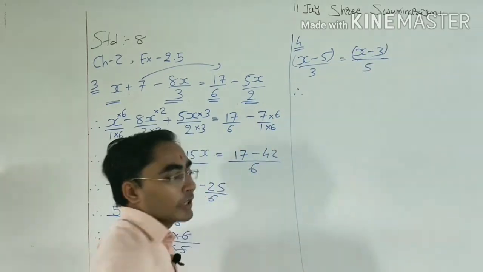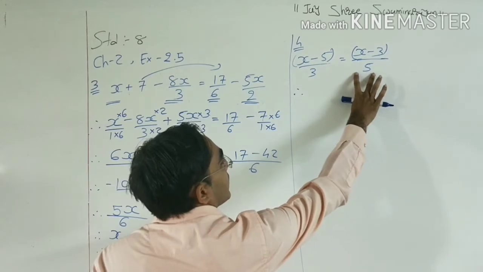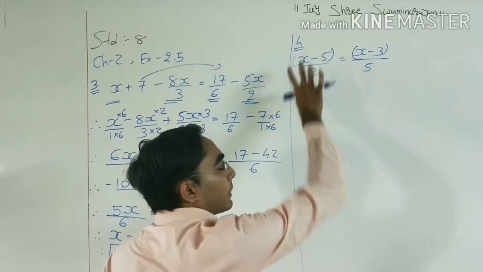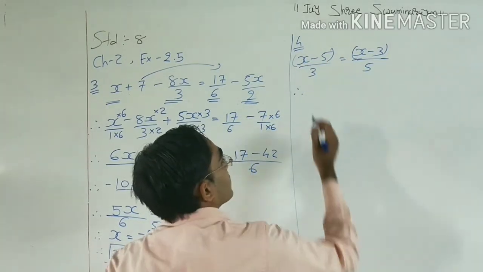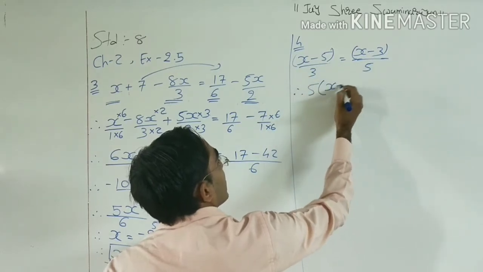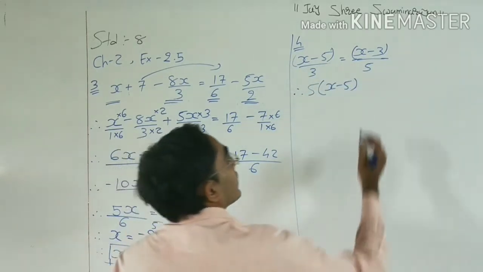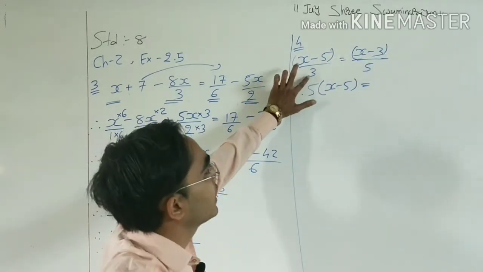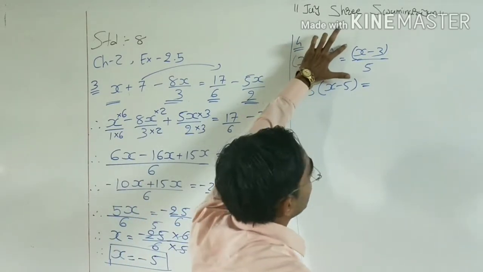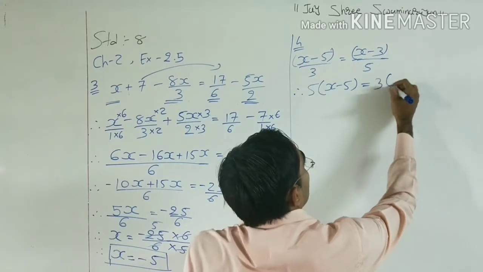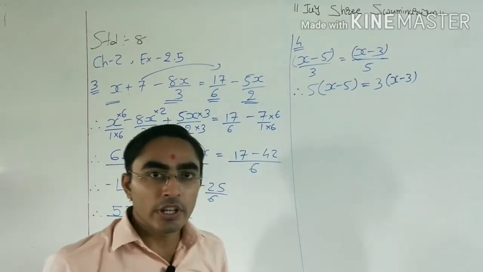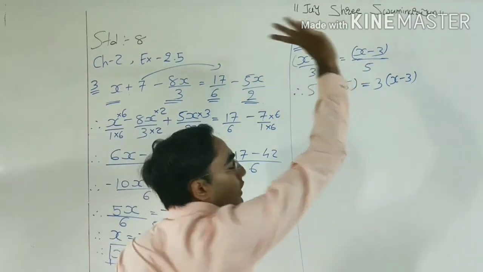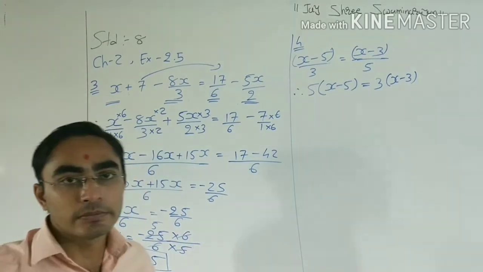Now if we want to remove the denominator, then transfer this 5 to the left hand side. Right now it is in division. If we transfer it to the left hand side, it goes to the multiplication. So here 5 in bracket x minus 5. And transfer this 3 to the right hand side. Right now this 3 is present in the denominator. If we transfer it to the right hand side, it goes to the multiplication in the numerator. So alternately, transfer this 5 to the left hand side, transfer this 3 to the right hand side. So our denominator is removed.